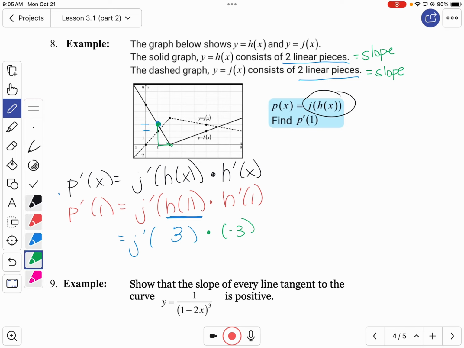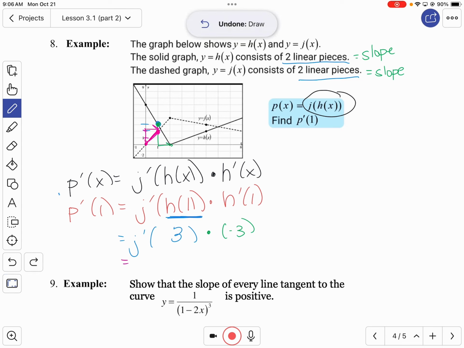We've got one more thing to evaluate, and that's j prime at 1, which happens to be the dashed line. And so if we come up and find the slope of that one at 1, what's its slope? We're doing the j, which is the dotted line. Should be 2. Oh, sorry, at 3. Sorry, that's on me.